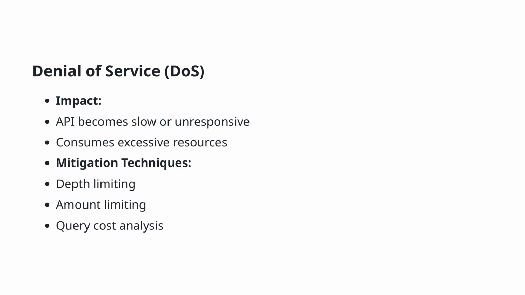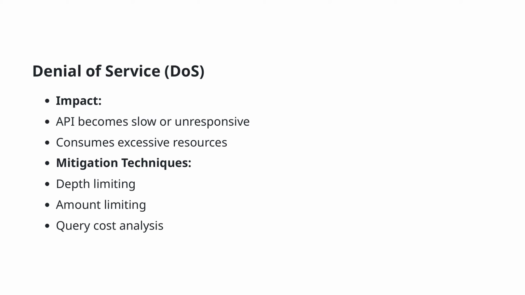Denial of service, DOS, attacks pose a significant threat to any API, including those built with GraphQL. These attacks can render your API slow or completely unresponsive, consuming excessive resources and leading to potential downtimes. To mitigate the impact of DOS attacks, there are several techniques you can employ. 1. Depth limiting. This involves setting a maximum depth for queries, which prevents attackers from nesting queries to a level that would exhaust resources.